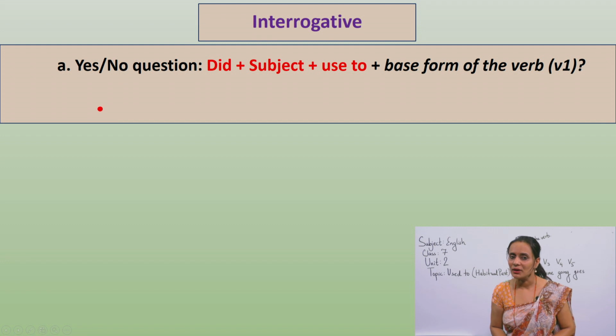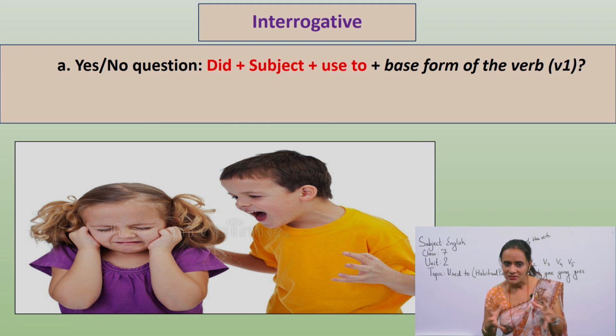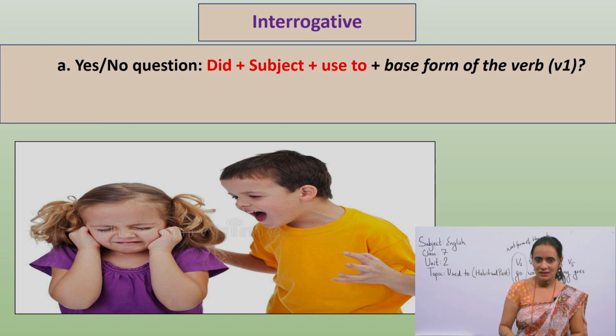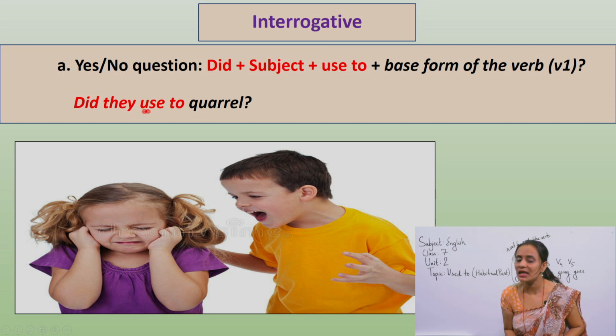Now what will be the example? Let's see it here. Okay, can you guess what they are doing? They are quarreling. These two children are quarreling. So how will you form the sentence in the interrogative form? Okay, did they used to quarrel? Did is here, the subject is they, then used to, and the base form of the verb is quarrel. The structure is applied here in this sentence.